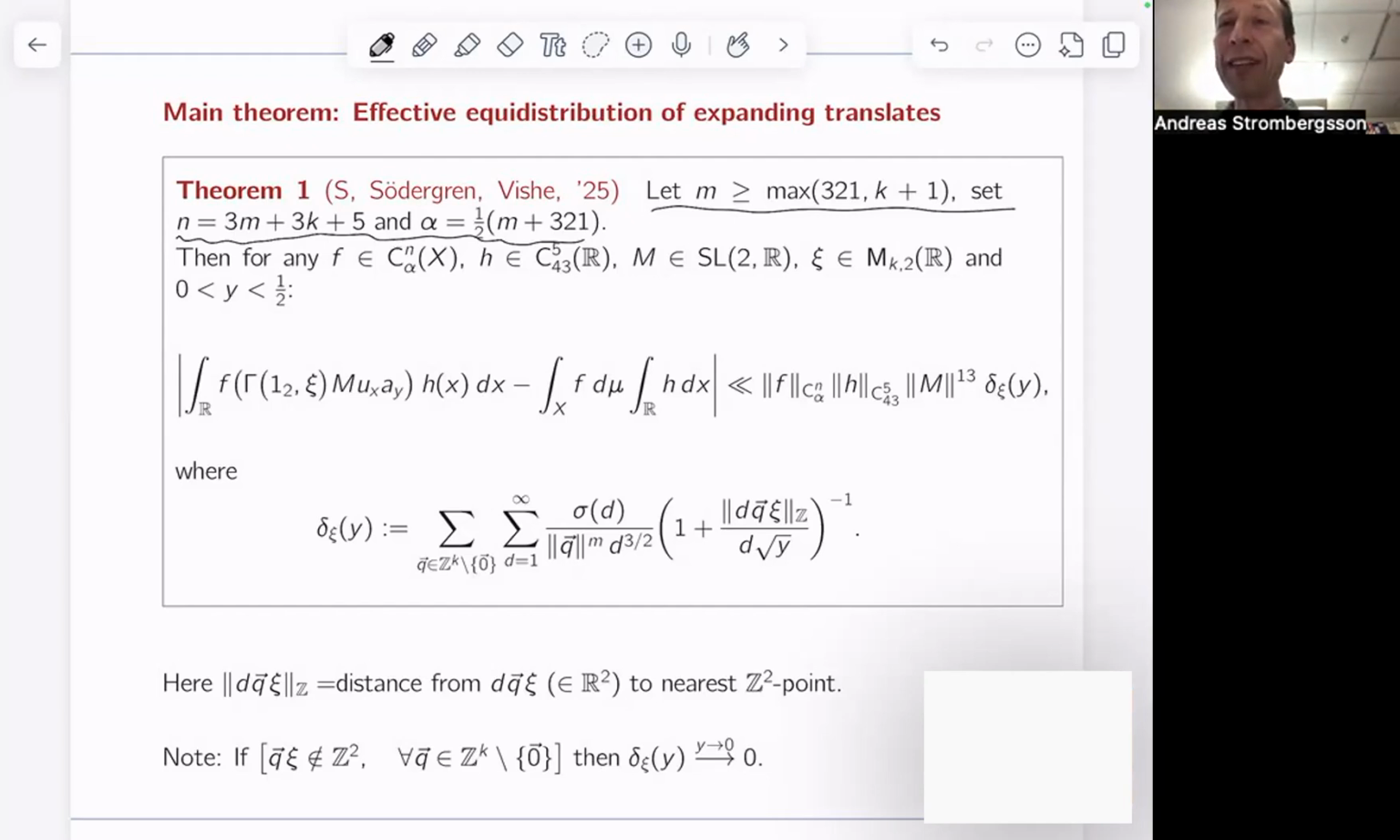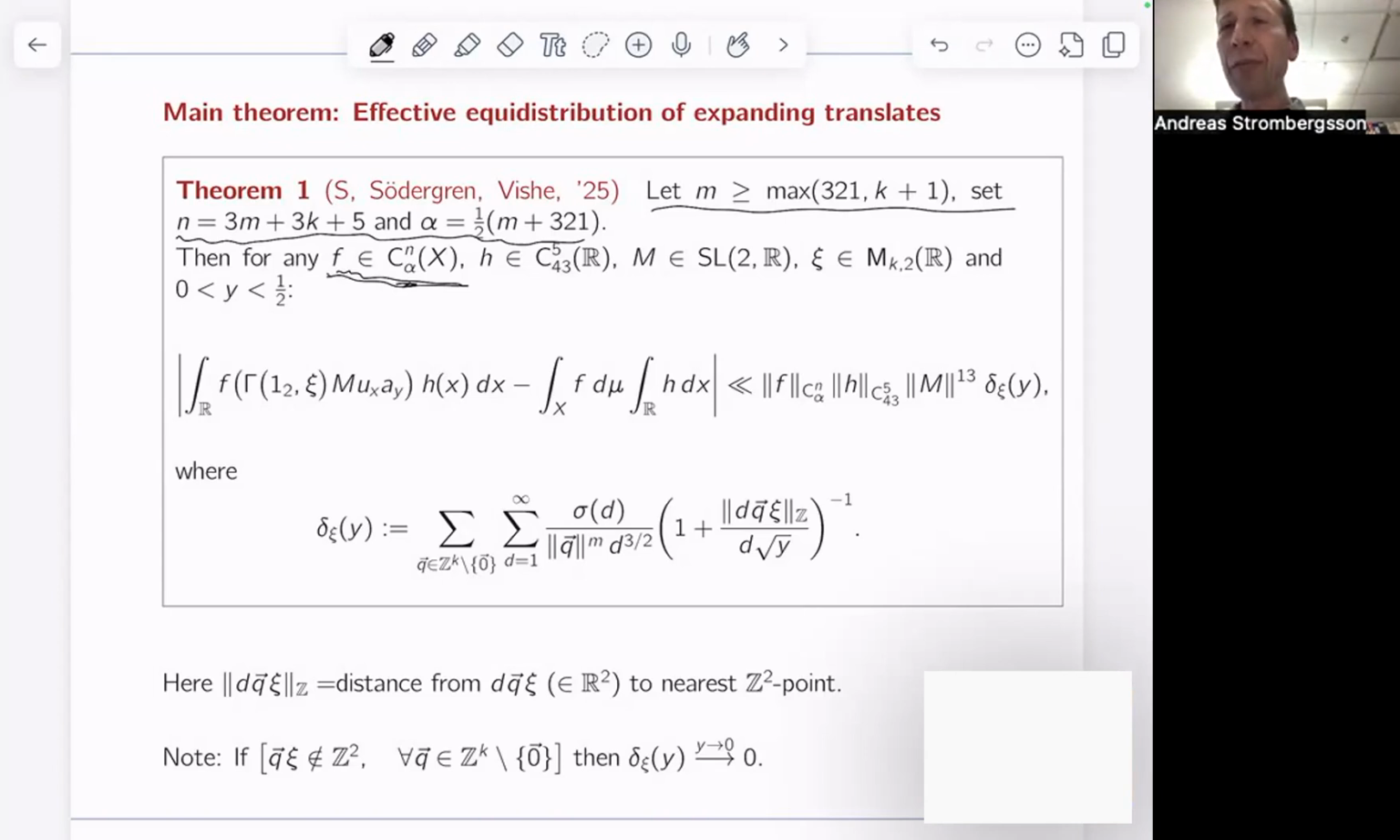So fix any test function on the manifold X. And now we need to assume that this test function is differentiable, n times differentiable, and that it has a certain decay. Alpha captures a decay in the cusp. Previously, the ineffective result we could say for arbitrary bounded continuous functions, but it's well known that if you want to have a rate, you usually need to restrict the test function to be somewhat smooth.